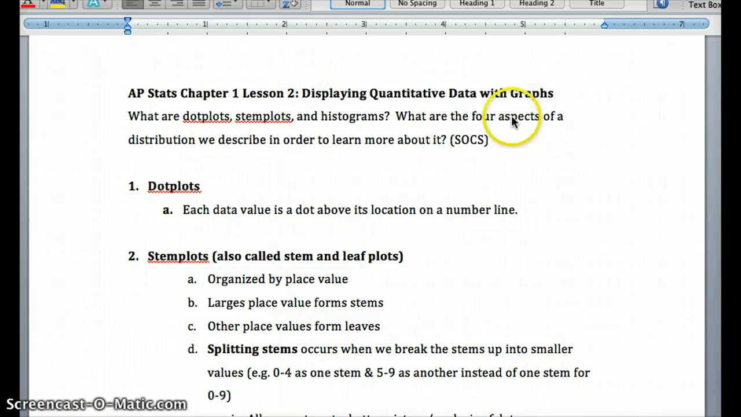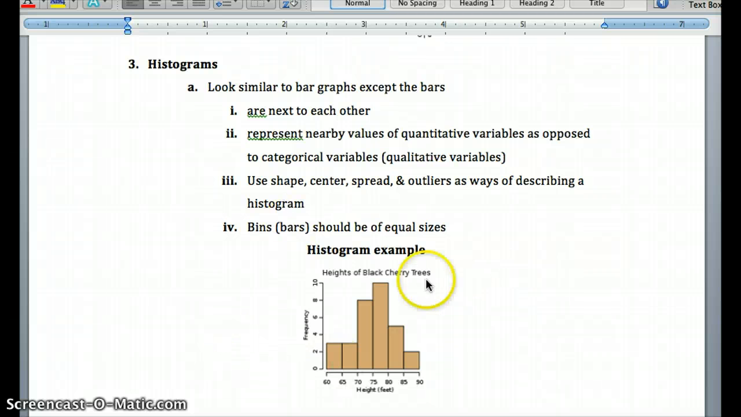I'd like you to focus on 4 aspects of a distribution that we use to learn about our distribution, which is SOCS: shape, outlier, center, and spread. So here's a histogram example. First, let's take a look at what a histogram is.